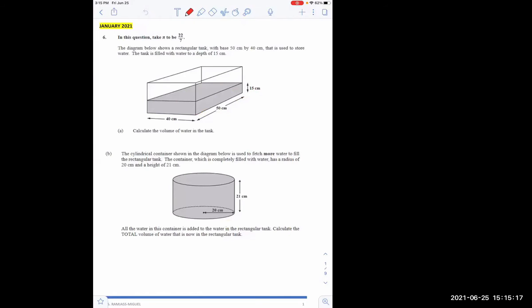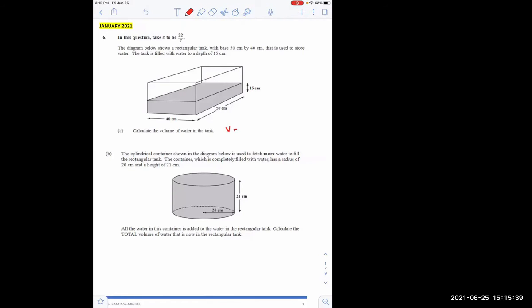The diagram below shows a rectangular tank. I'm sure at some point in your life, you all have seen an aquarium or a fish bowl, like what I showed you just now, right? So the measurements are 40 by 50 by 15. They want the volume of the tank.